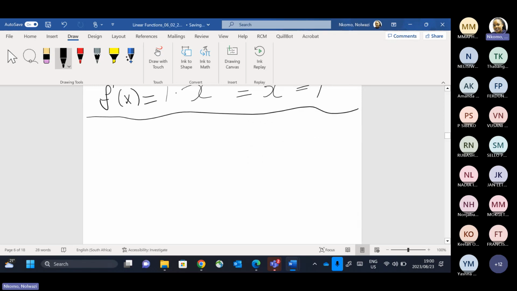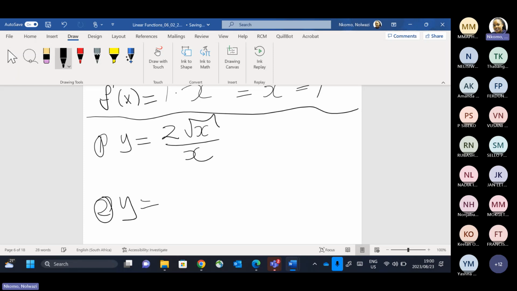Okay, in your own spare time, please work on these two. y is equal to 2 square root of x over x, and y is equal to x cubed plus 1 over x cubed plus 6 over x squared, right? Okay, please do work on this to use that time.